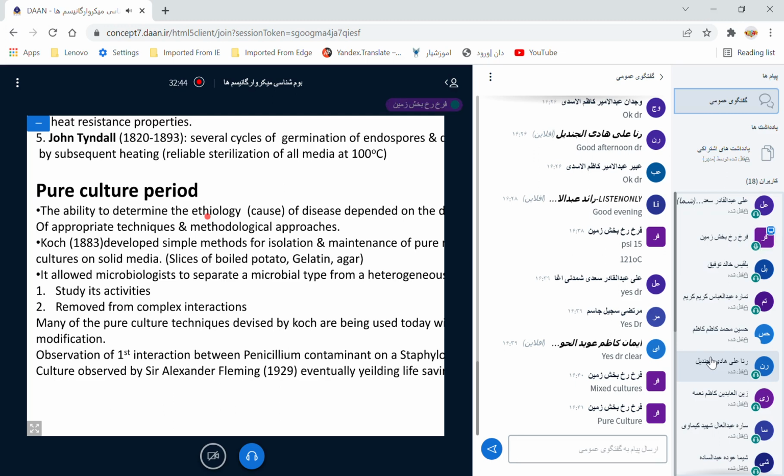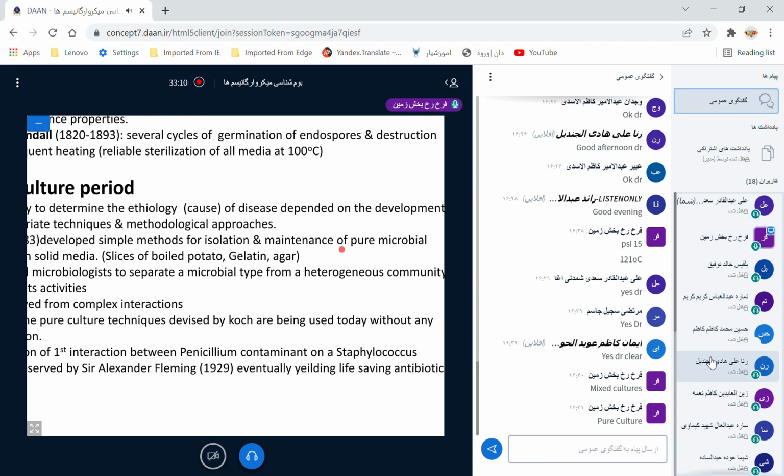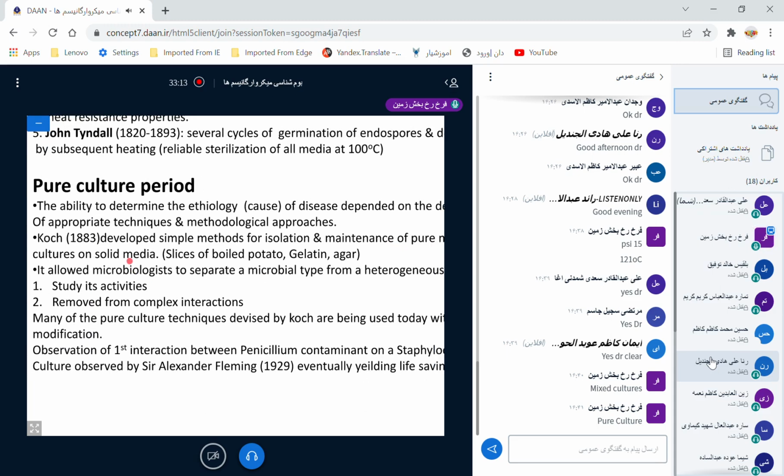The first person who thought about and understood how to obtain pure culture was a great scientist with the name of Koch. In 1883 he developed a simple method for isolation and maintenance of pure microbial cultures on solid media. So from that time, we have two types of media: one liquid and one solid.